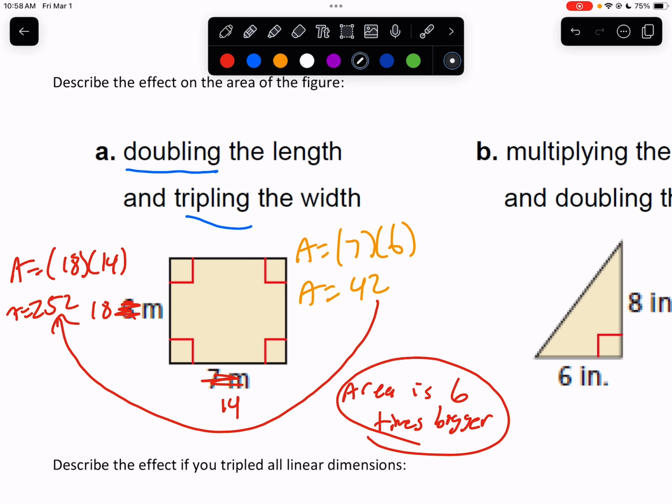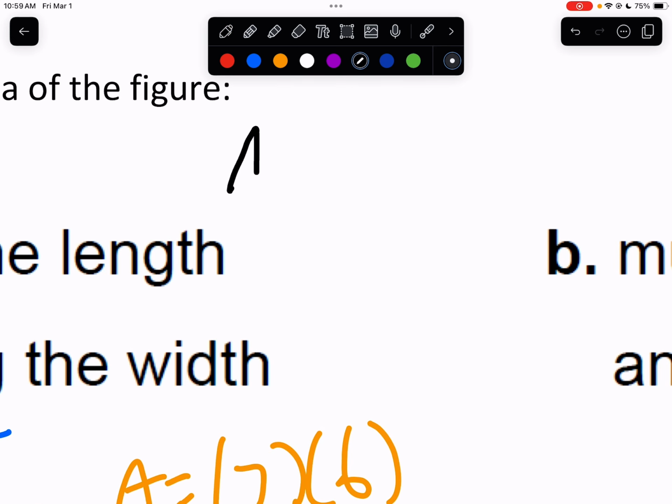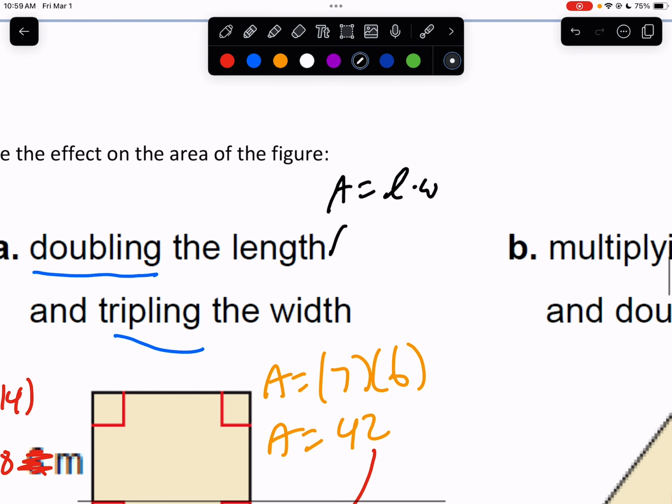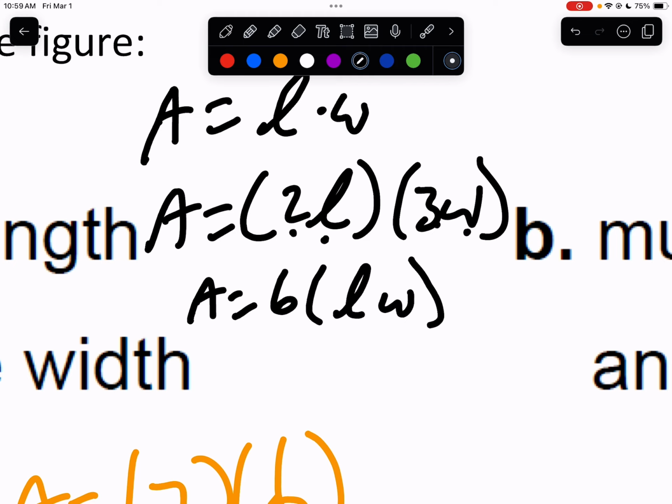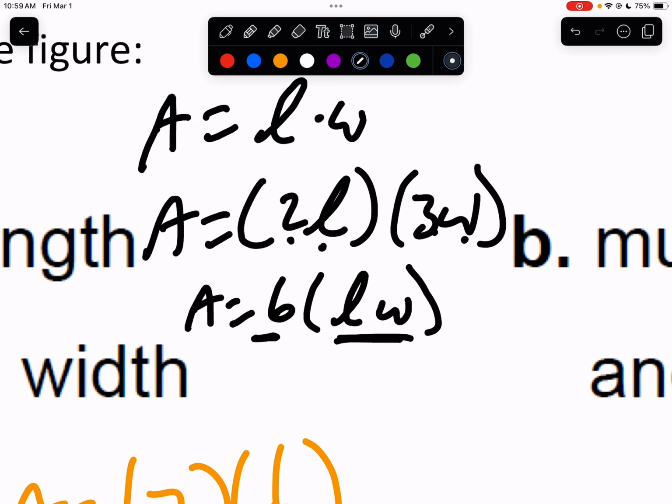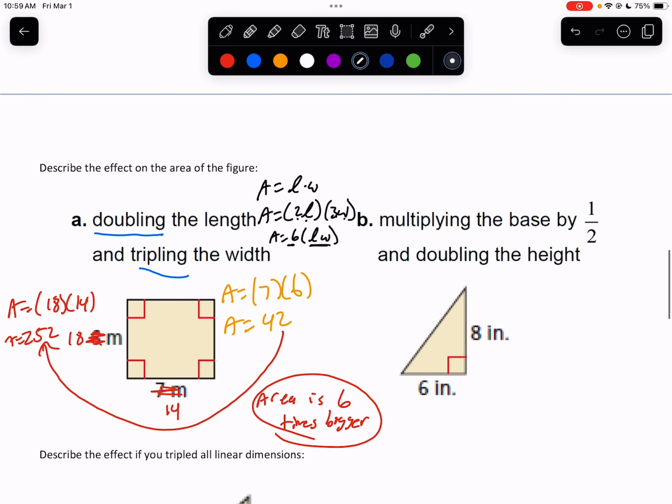All right. So let's take a look at it based off the formula. Area equals length times width. And what did we do? We doubled the length and we tripled the width. So we have 2 times 3, isn't that 6? And then we have length times width. Isn't that just 6 times the length times the width? Yes. So what ended up happening? It was 6 times bigger.